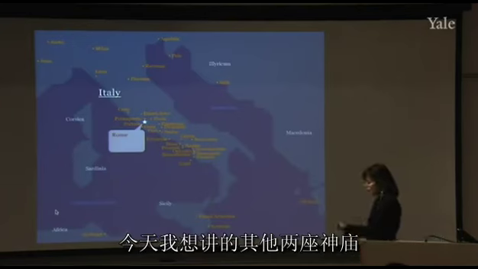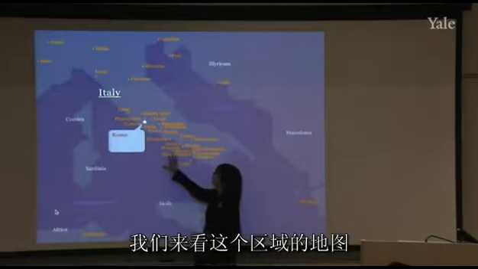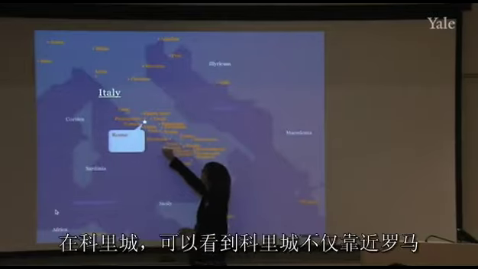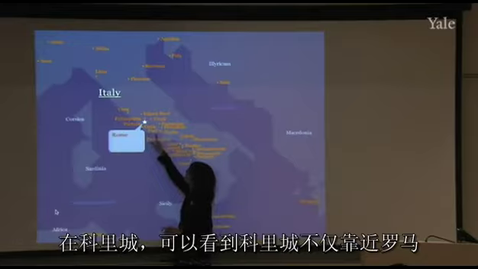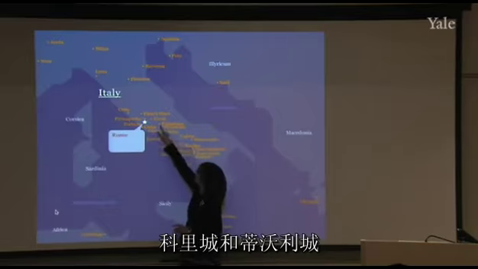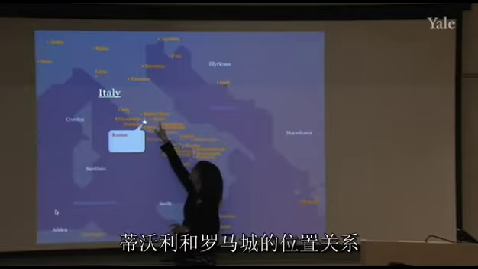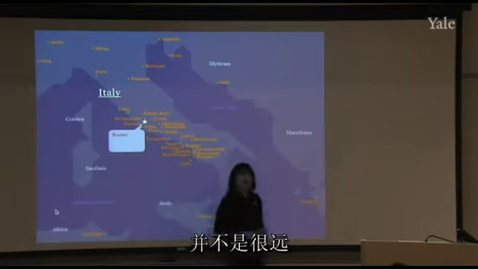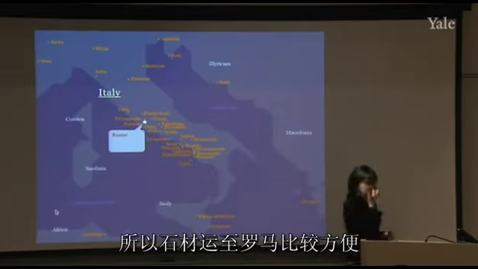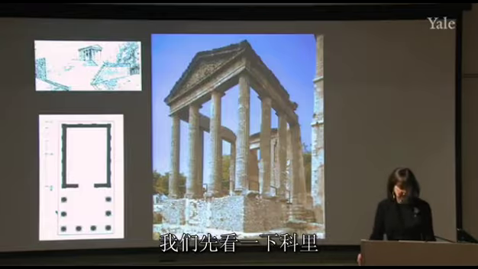The other two temples that I want to show you today, as we look back at the map of this particular area, are located at Cori, and you can see the proximity of Cori not just to Rome but also to Ostia, right here. The city of Cori and the city of Tivoli, from where travertine comes, and the location of Tivoli in relationship again to Rome. It's not very far, which is why the building material was so easily transportable from Tivoli to Rome. Let's look first at Cori.